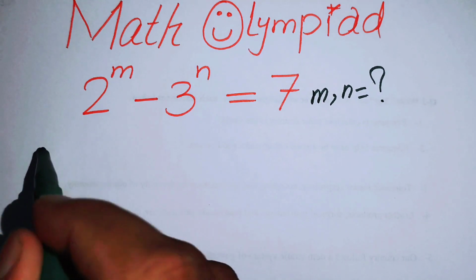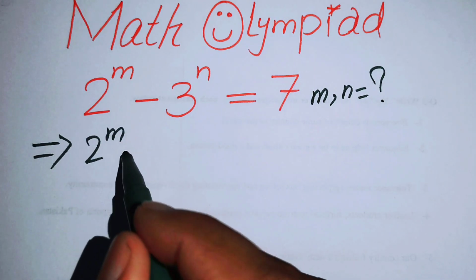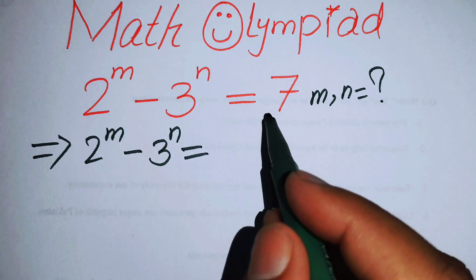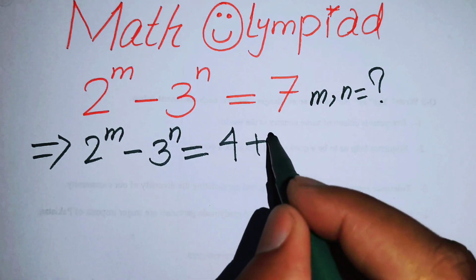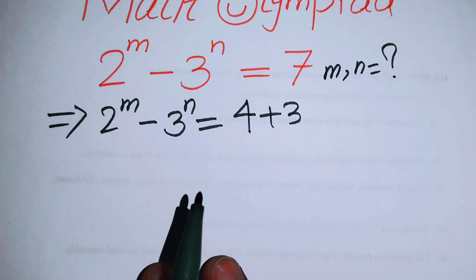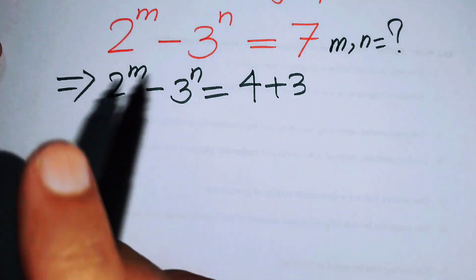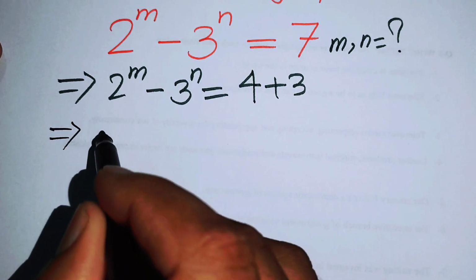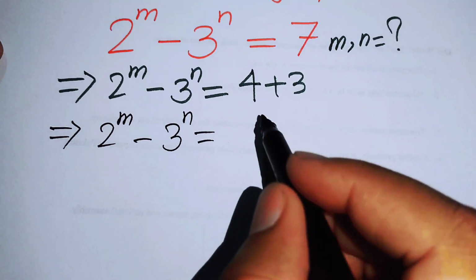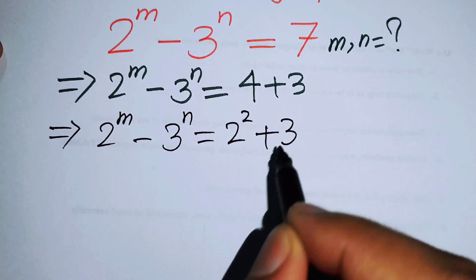So the very first thing we are going to do is rewrite the right hand side of this equation. We have 2 to the power of m minus 3 to the power of n is equal to 7, and we can write 7 as 4 plus 3, because 4 plus 3 becomes 7. So now in the next step we can rewrite this equation as 2 to the power of m minus 3 to the power of n is equal to, here you have 4, and we will write it as 2 squared, plus 3.